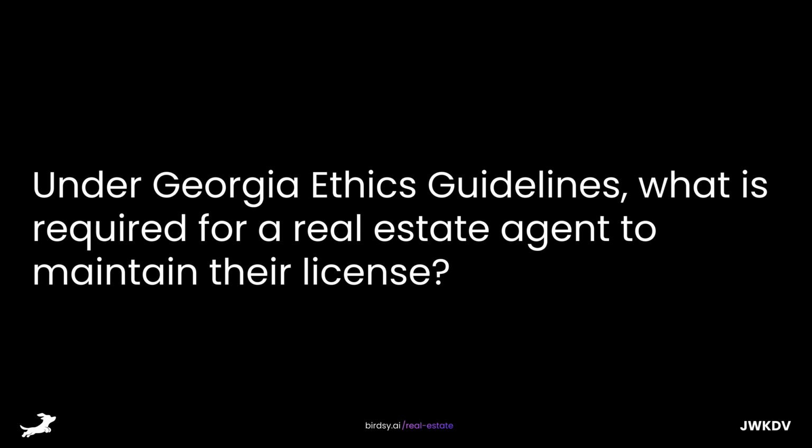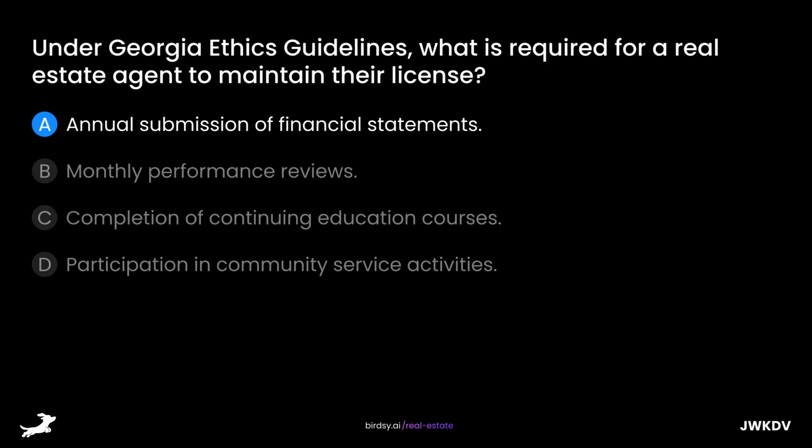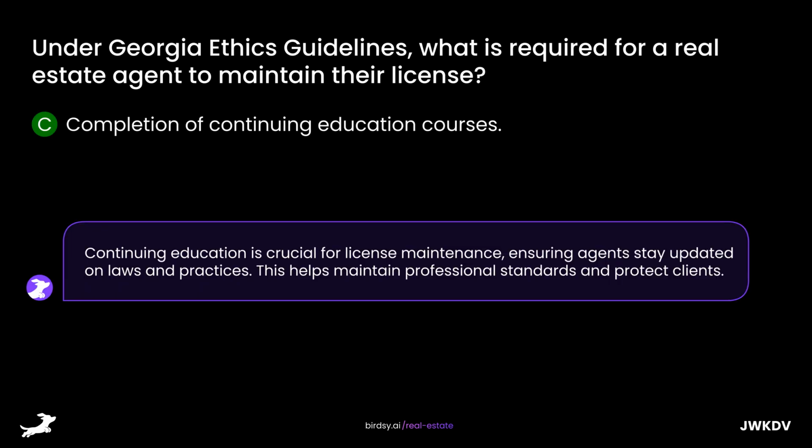Under Georgia Ethics Guidelines, what is required for a real estate agent to maintain their license? Is it A. annual submission of financial statements, B. monthly performance reviews, C. completion of continuing education courses, or D. participation in community service activities? The answer is C. completion of continuing education courses. Continuing education is crucial for license maintenance, ensuring agents stay updated on laws and practices. This helps maintain professional standards and protect clients.